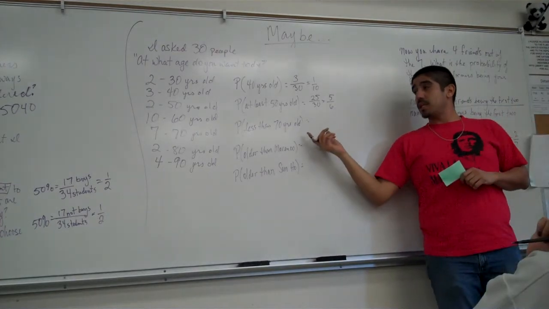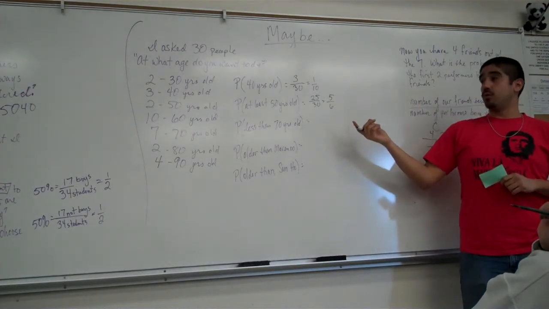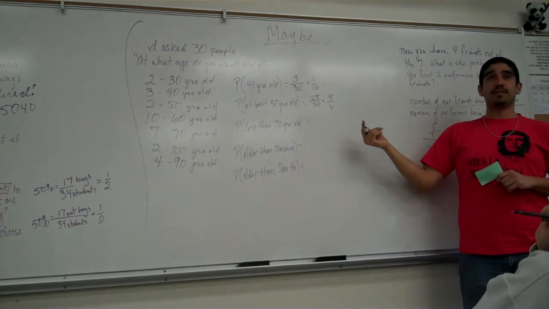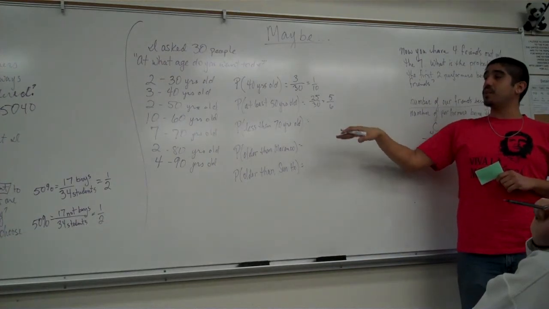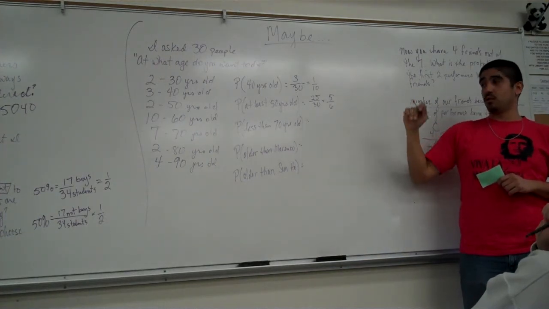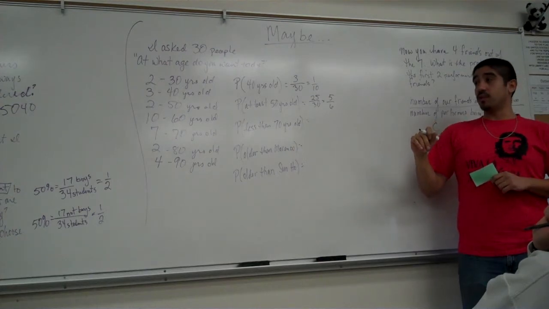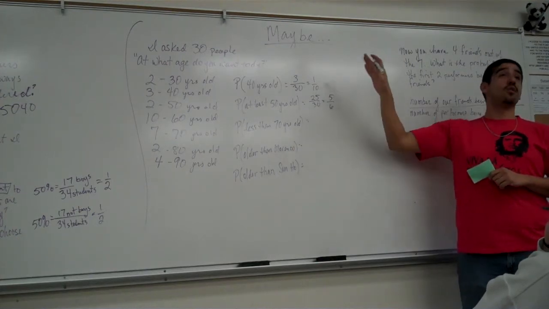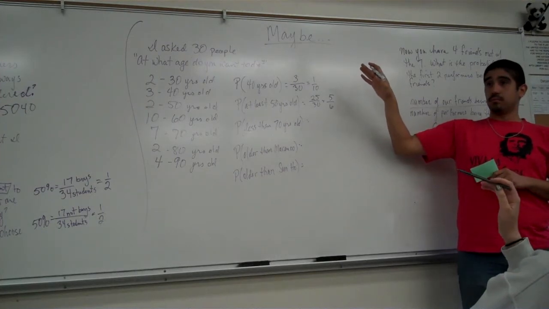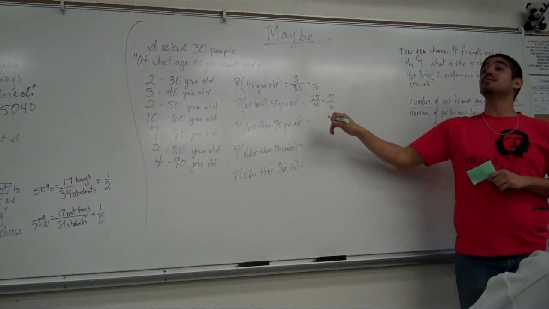What about the probability of less than 70 years old? Less than 70. So we'll count 70 and we'll go back. We'll count 70 and go back. 17 out of 30? Yeah, because we're counting 70 and going back. Oh, then you take out 24 out of 30.